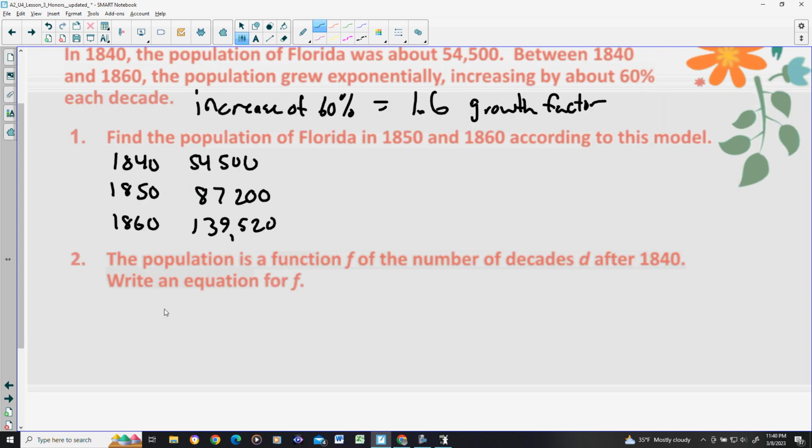Okay, so the population is a function f of the number of decades d. So could we write this as a function? Well, if you remember, the way that this is going to work is you are going to have the base value, 54,500. But what are we multiplying by? 1.6. And we're going to do it as many times as necessary, and the number of times necessary is that d. And that's the number of decades after 1840. So at 1840, you plug 0 in for d, and you get an answer of 54,500.